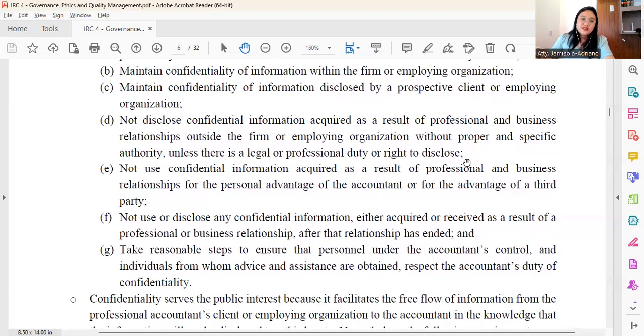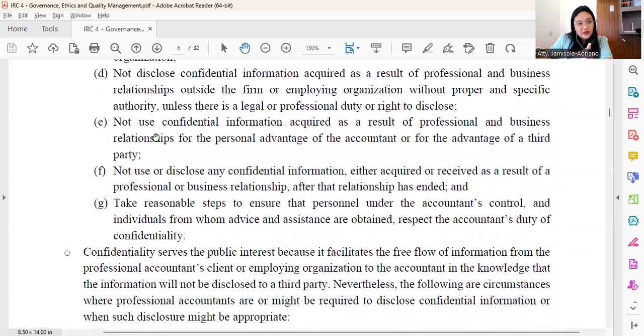So as a rule, as long as you have received such information in a professional capacity, you have the obligation to keep it confidential. But there is an exception. If there is a legal right or duty to disclose it, you can disclose it without asking for the consent of the client. So, for example, the client told you that they have been evading taxes. Okay, so evasion of tax is a criminal act. So that is confidential information, but you are allowed to disclose it because you are under a legal duty. You have a legal duty or obligation to report it to the authorities. Okay.